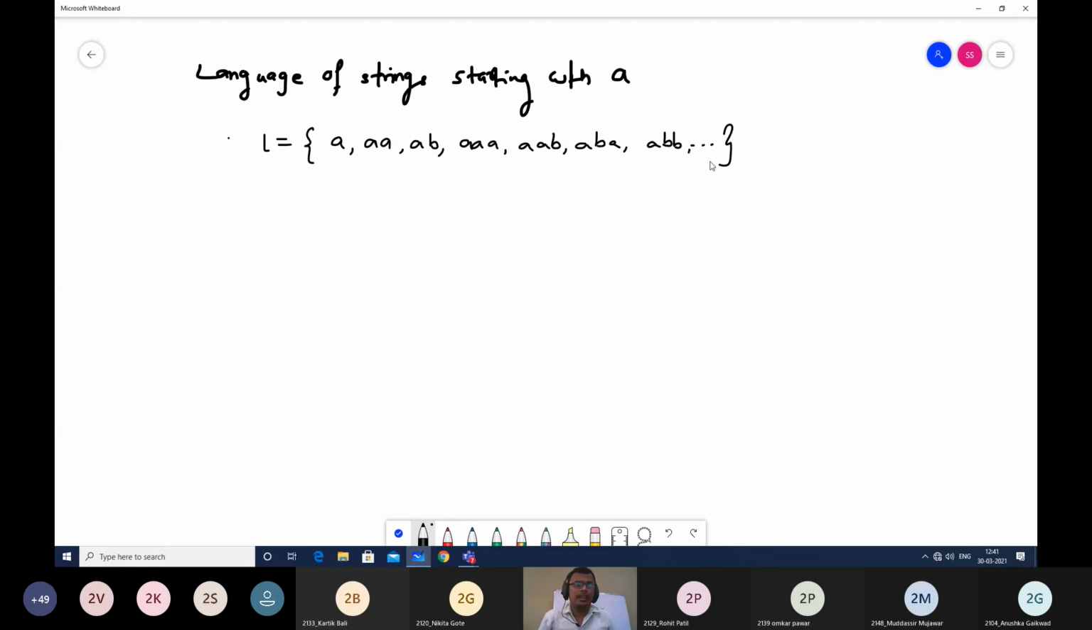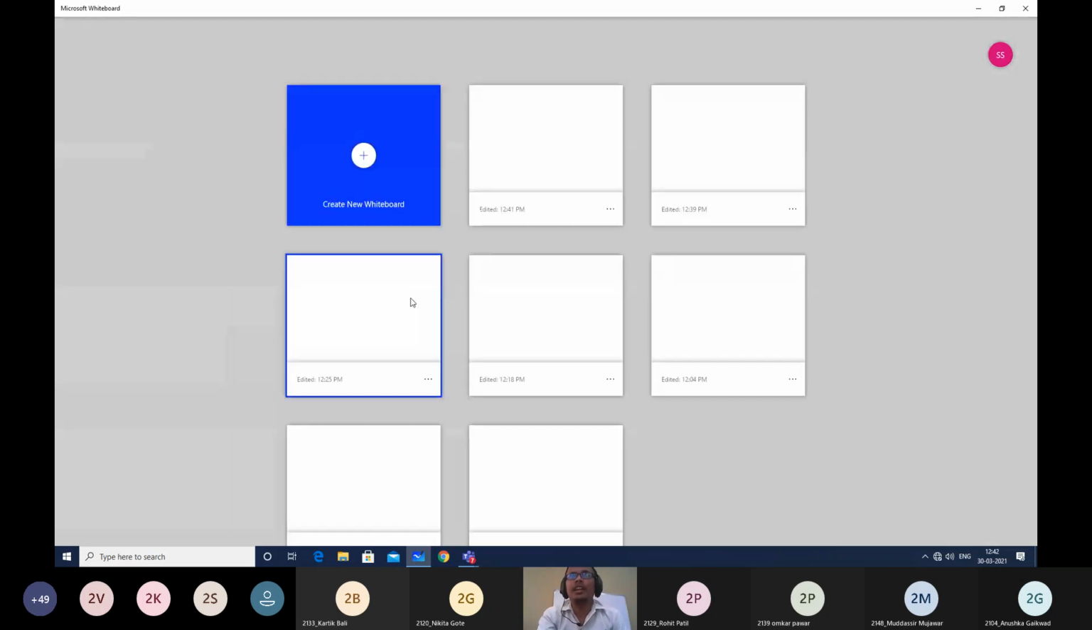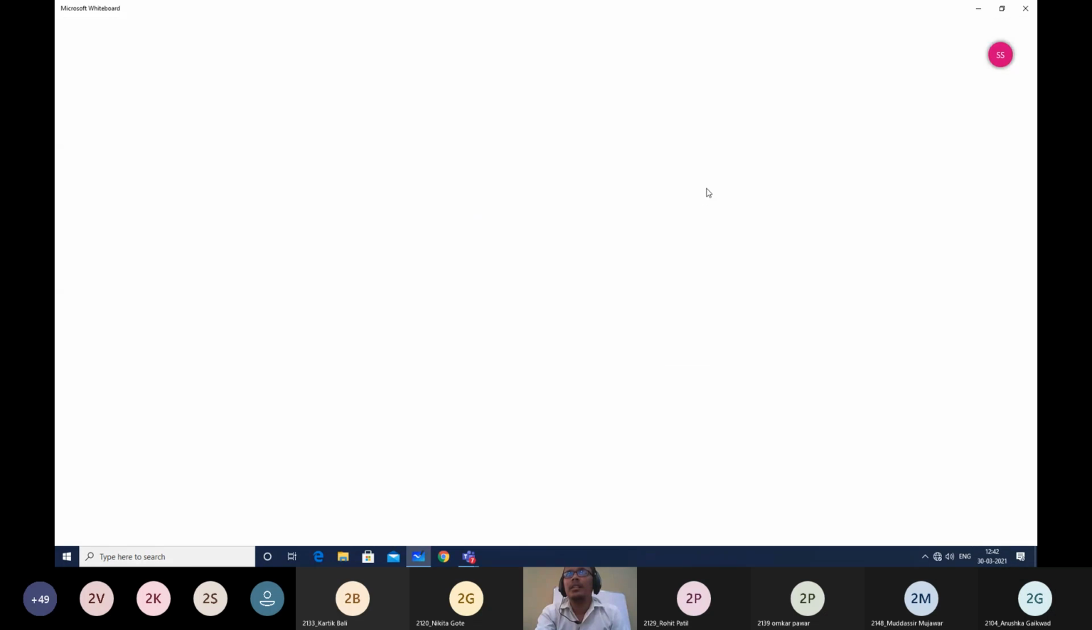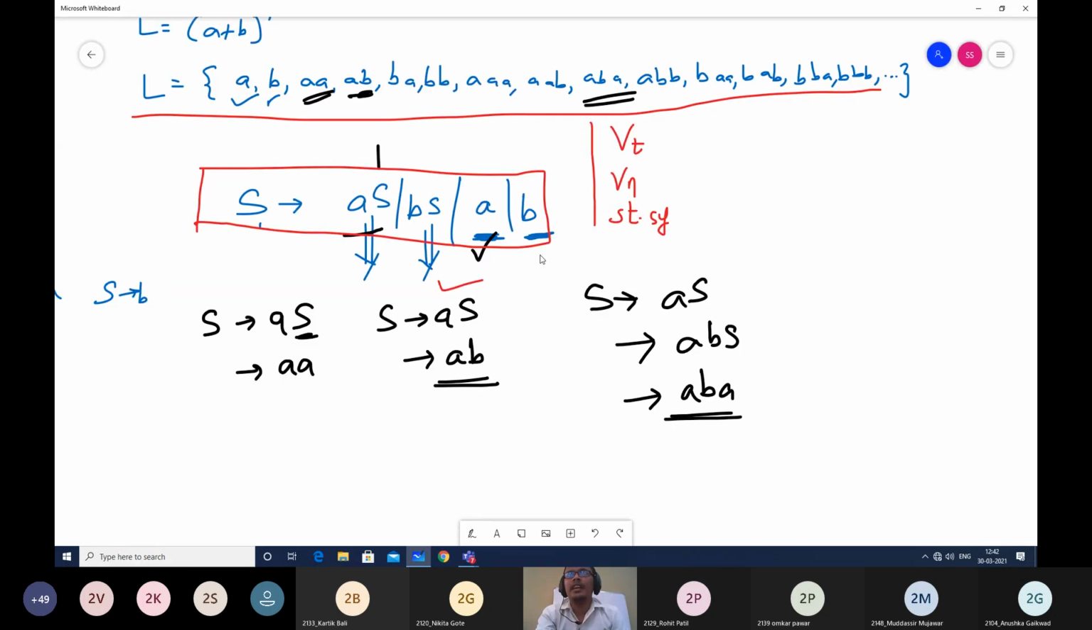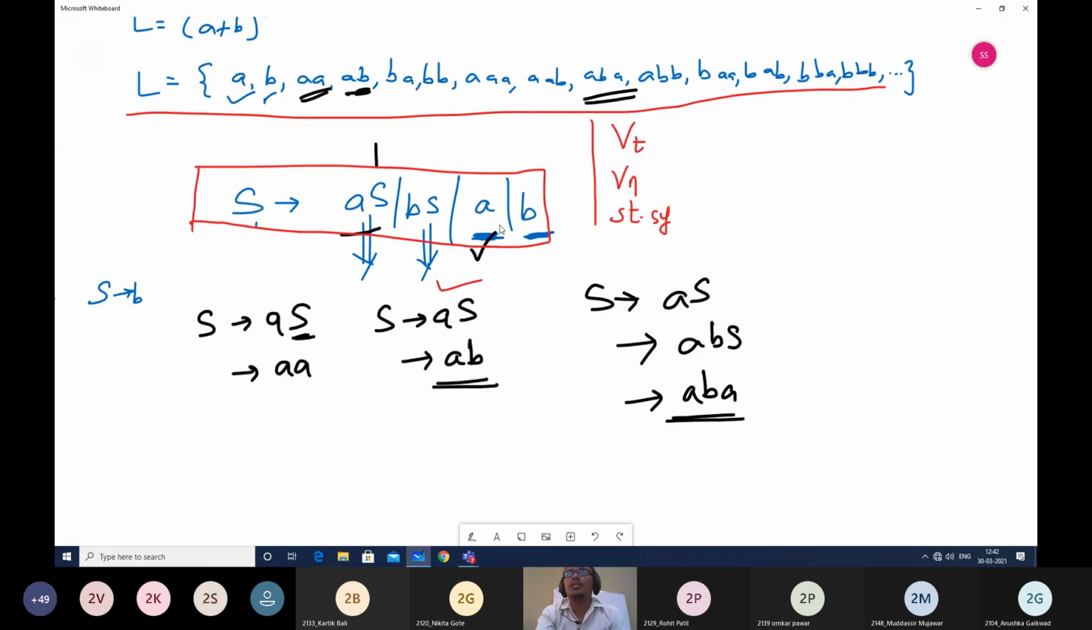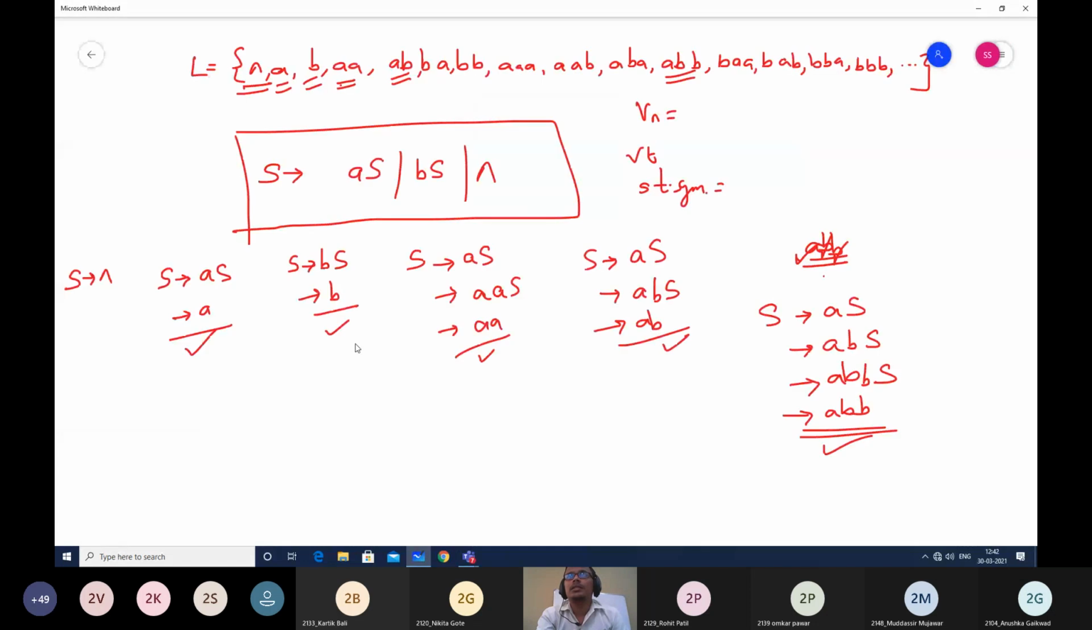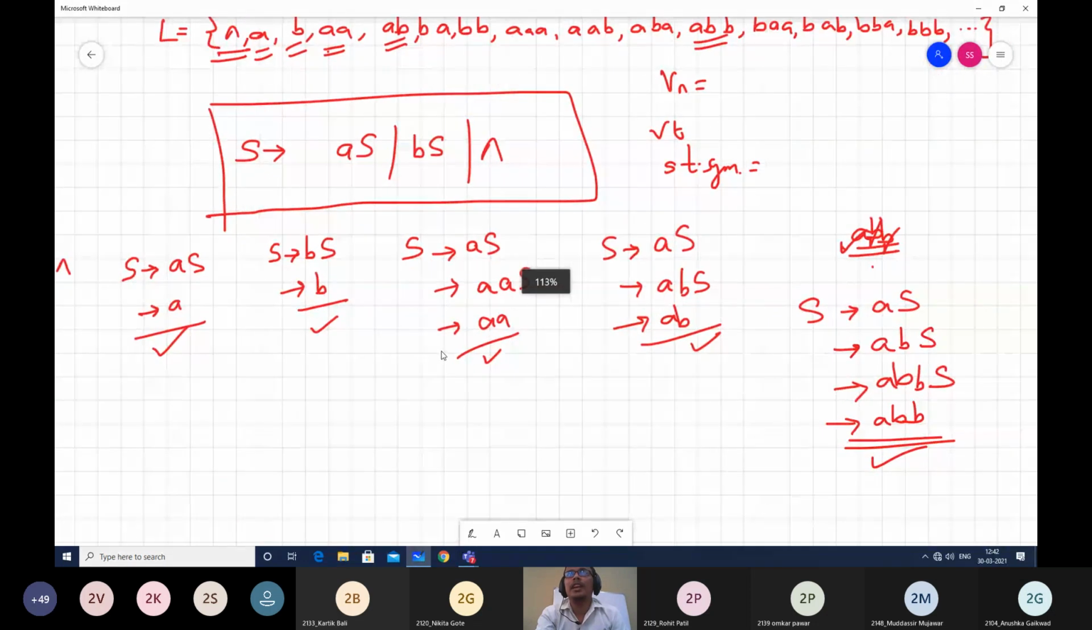Language of strings starting with A. All of you just pay attention here, my dear students. Now the string should start with A. After that A, you can get any combination of A and B. And for writing any combination of A and B, just now I had taught you the logic. How to write any combination of A and B? This is what we had solved, right? This was for plus. This is any combination of A and B, right?